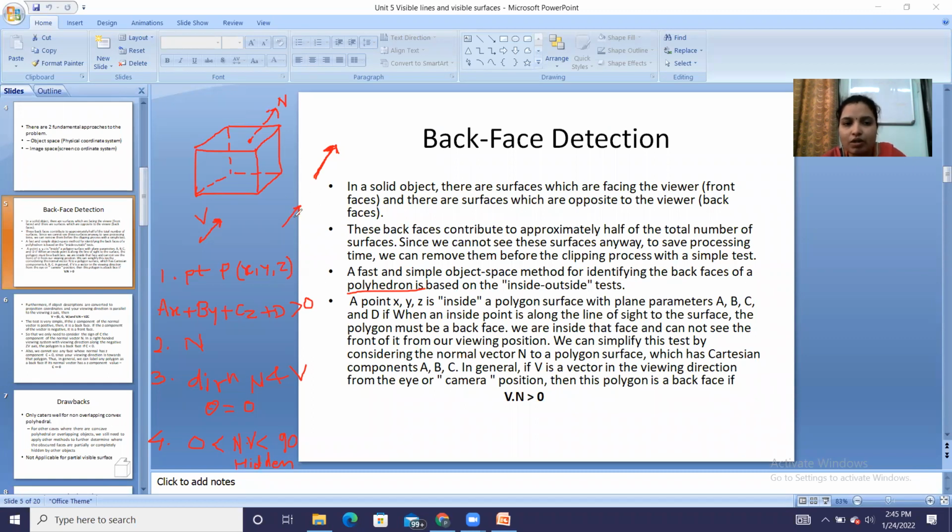So as you can see, the direction is same. That means there is no angle between V and N. So the angle is 0. And if the angle between V and N is ranging from 0 to 90, it means the surface is hidden. The surface is hidden.